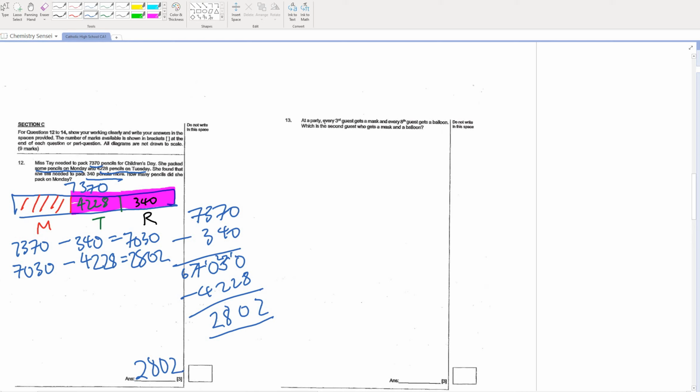Question 13. At a party, every third guest gets a mask, and every 8th guest gets a balloon. Which is the second guest who gets a mask and a balloon? Okay, so for mask, we have every third guest. So we have the third person, 6th person, 9th person, okay, so on all the way.